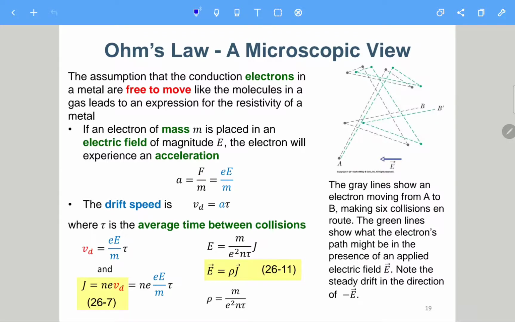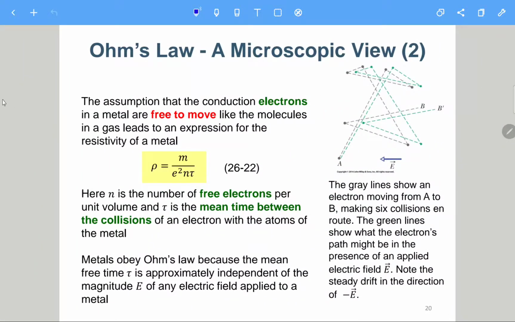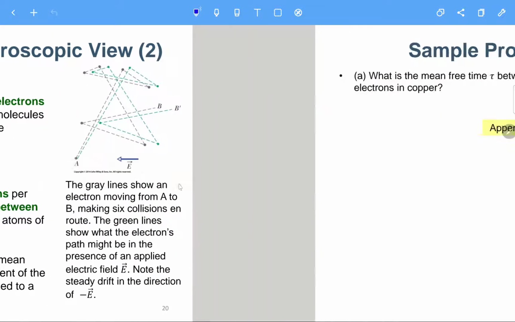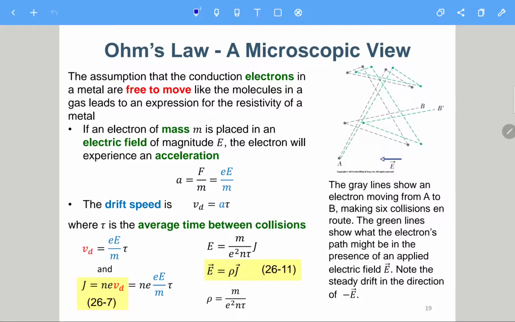Okay, so here we talk about the microscopic view of Ohm's law. This is of course a classic derivation of the field version of Ohm's law. Of course, this assumption might not be correct. It only provides an approximation for some of the equations, but actually it is very classic. So we introduce it here.